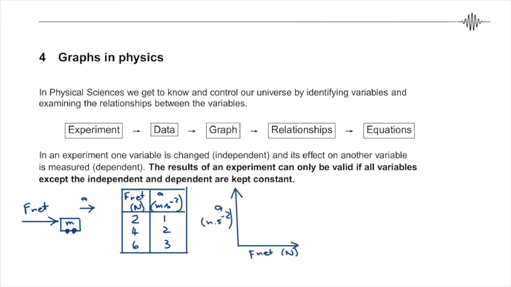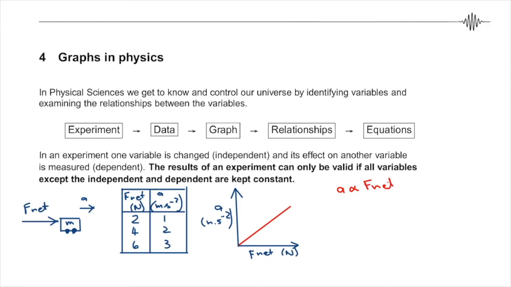When we draw the graph, we draw the independent variable that we're changing on the x-axis and the dependent variable that we're measuring on the y-axis. And when you draw the graph, you end up with a straight line through the origin. A straight line through the origin immediately tells you that here we have the acceleration directly proportional to that net force.